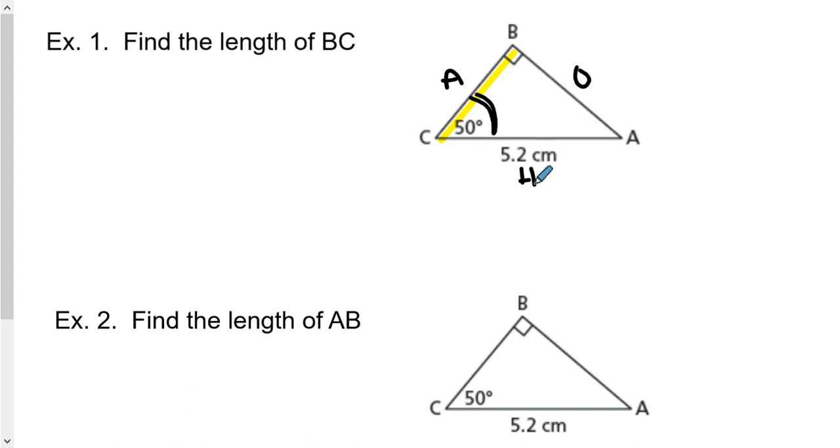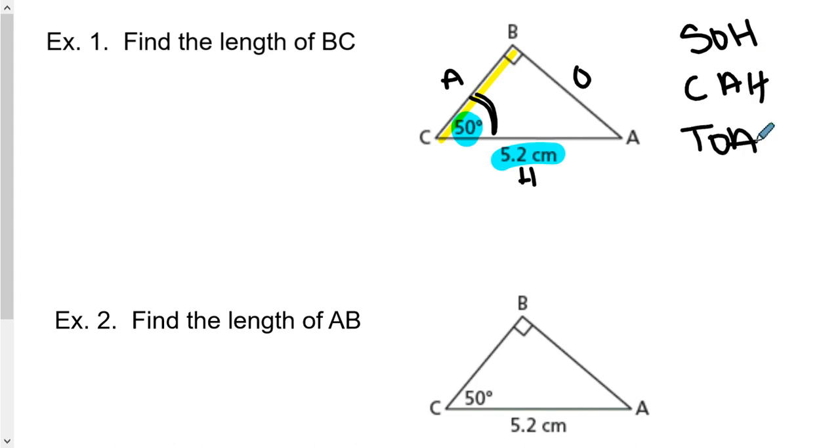So we want to find length BC. This is where we do some inventory. We say, all right, I have an angle. What else do I have? Well, I have the hypotenuse. So looking at SOHCAHTOA, we always want to use the information we have. I'm not going to be using tangent here because that wouldn't use this value I know, this 5.2.